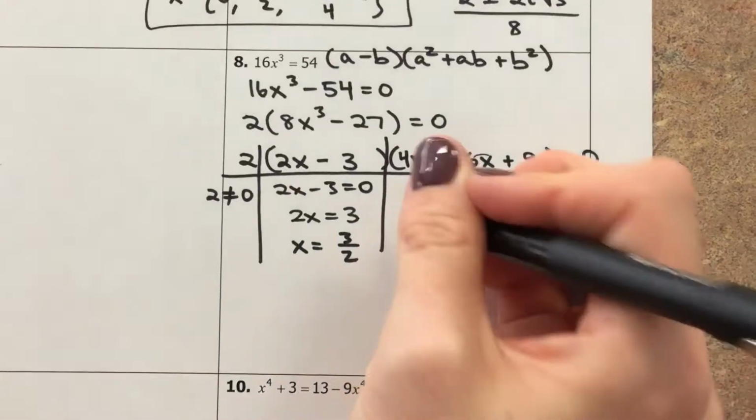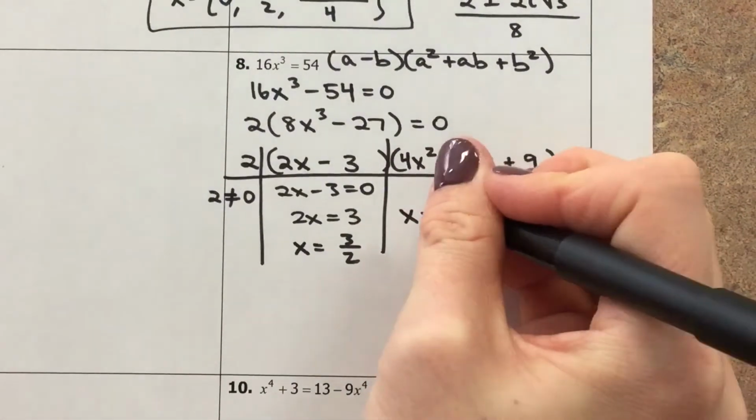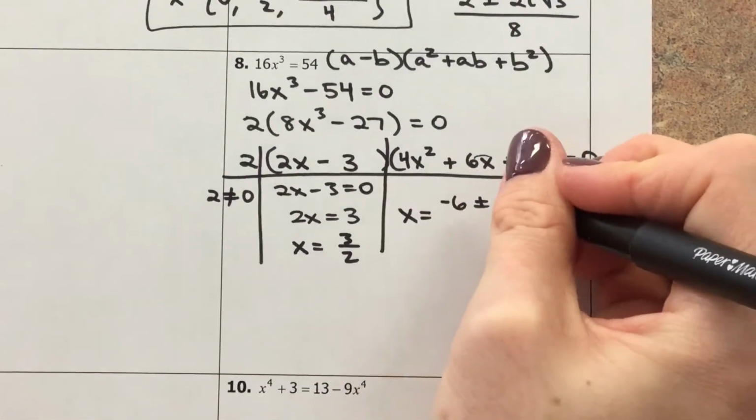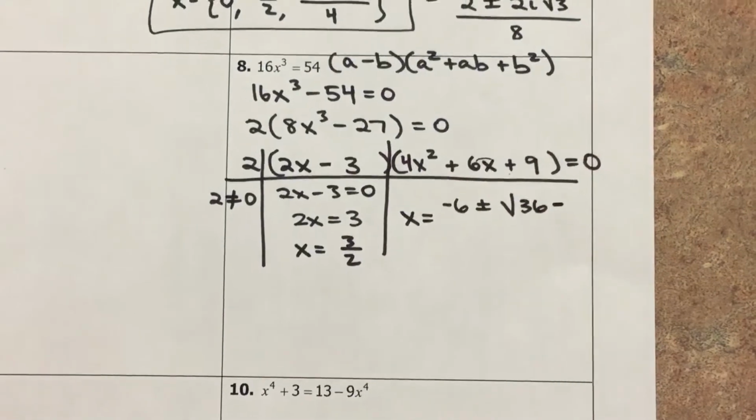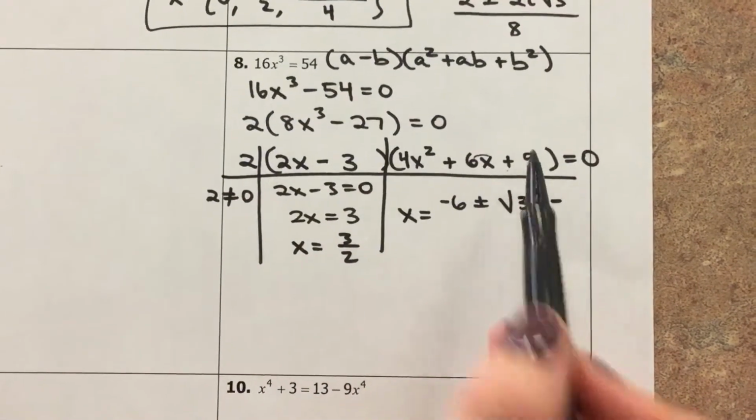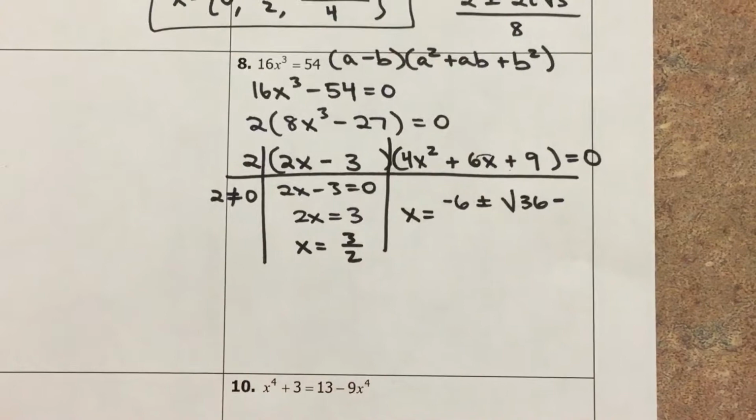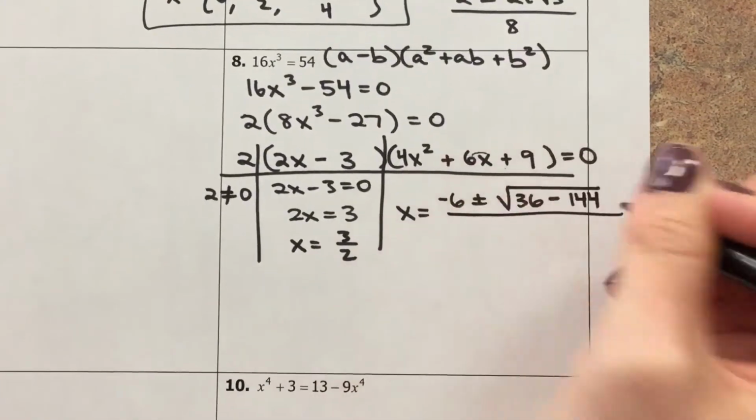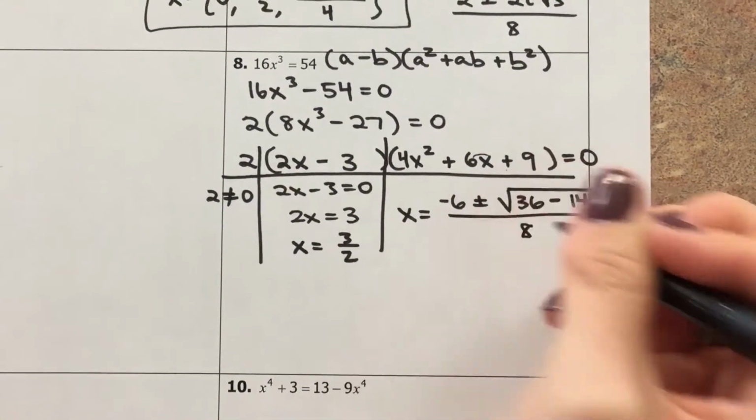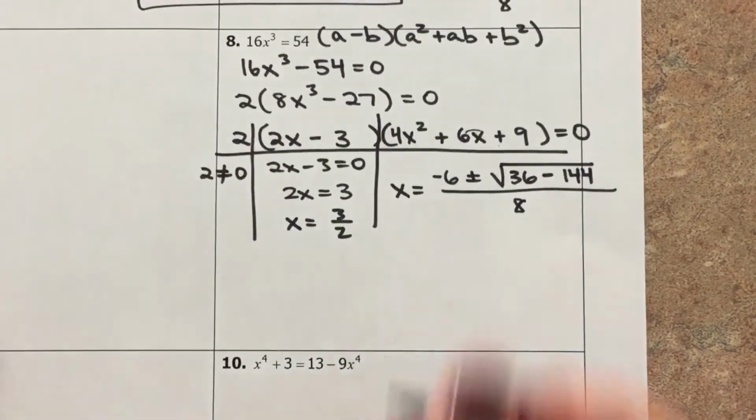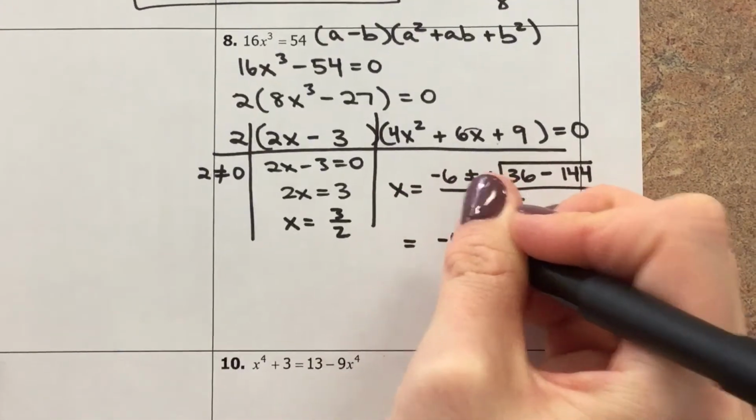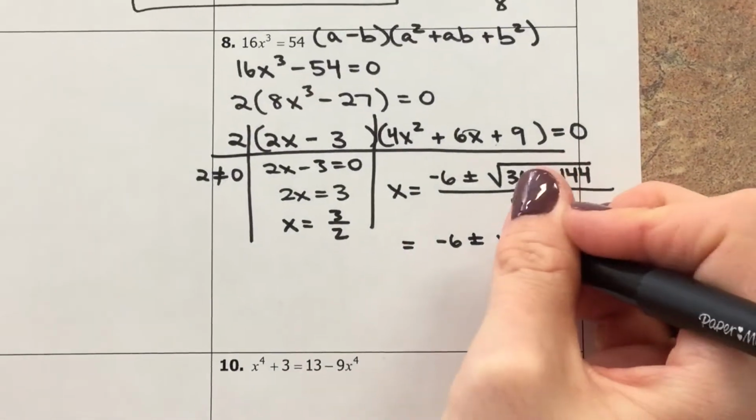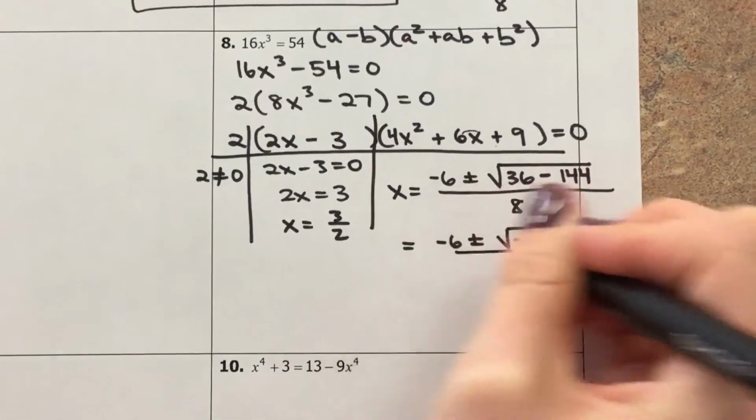So I have x equals negative b would be a negative 6, plus or minus the square root of b squared. When I square the 6, I get 36, minus 4ac, so 4 times 9. So 4 times 4 is 16, times 9 would be 144. All of that over 2a, so 2 times 4 is 8. Again, doing some of that in my head. Equals negative 6 plus or minus under that square root. So 36 minus 144 is a negative 108. And then that's over 8.